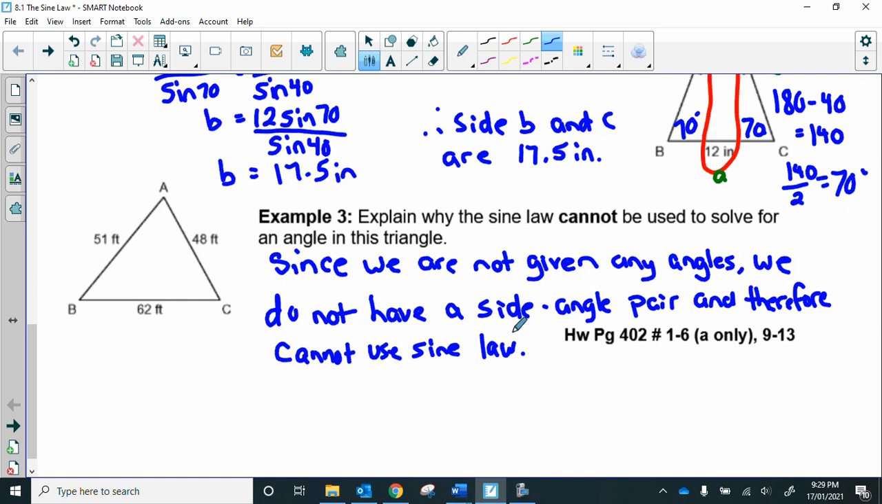Is it still solvable? Yes. You're going to find that with the next lesson. I'll show you how to do that.